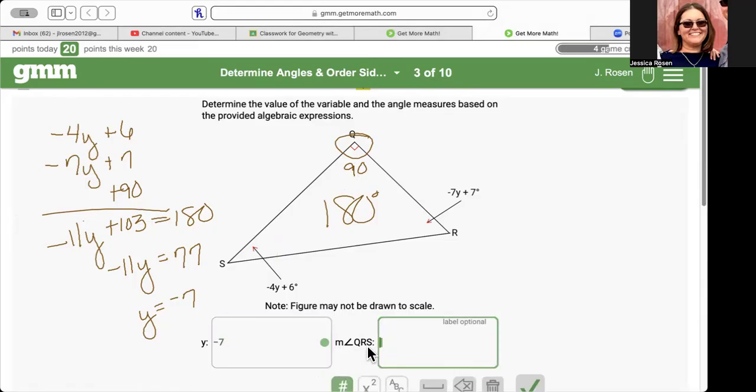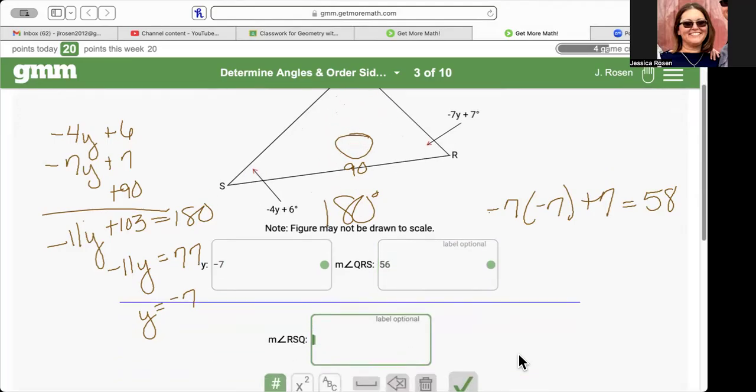And then it wants the measure of QRS. So again, R is in the middle. We're going to go over here to R. And that's negative 7 times negative 7 plus 7. So negative 7 times negative 7 is 49. Plus 7 is going to get me 58. I'm going to type that in. Oh, I did something wrong. Let me go back to my calculator. Negative 7 times negative 7 plus 7. Oh, 56, my bad. See, just go back and check, that's all.